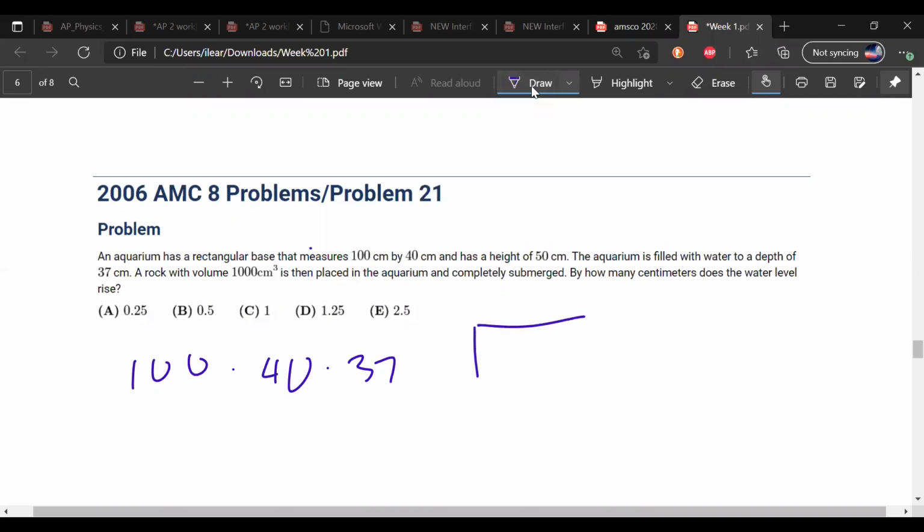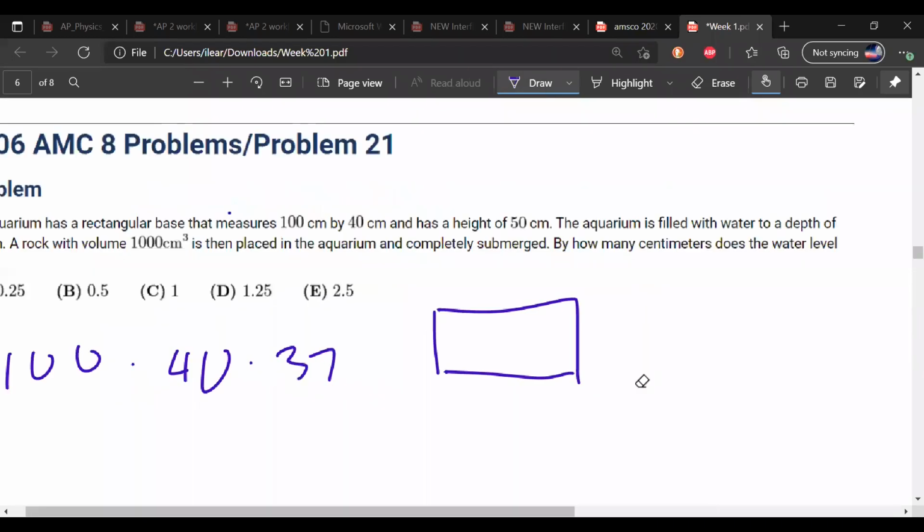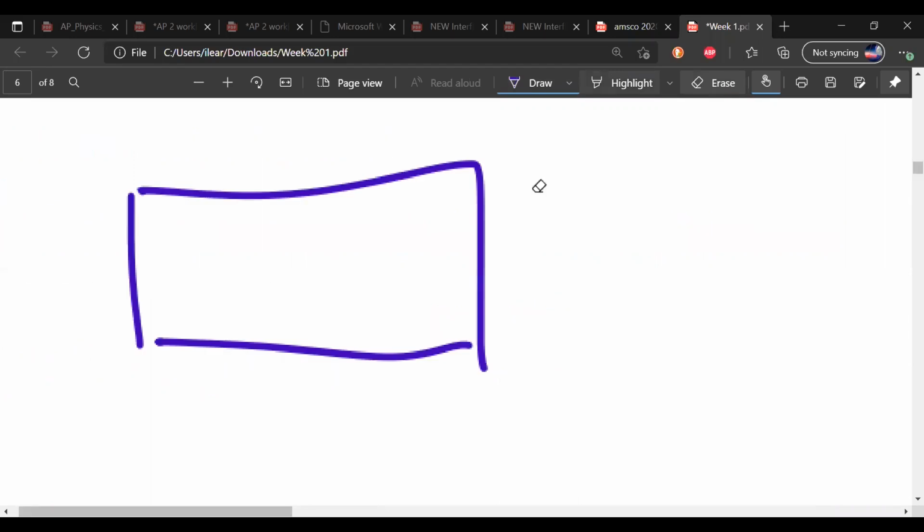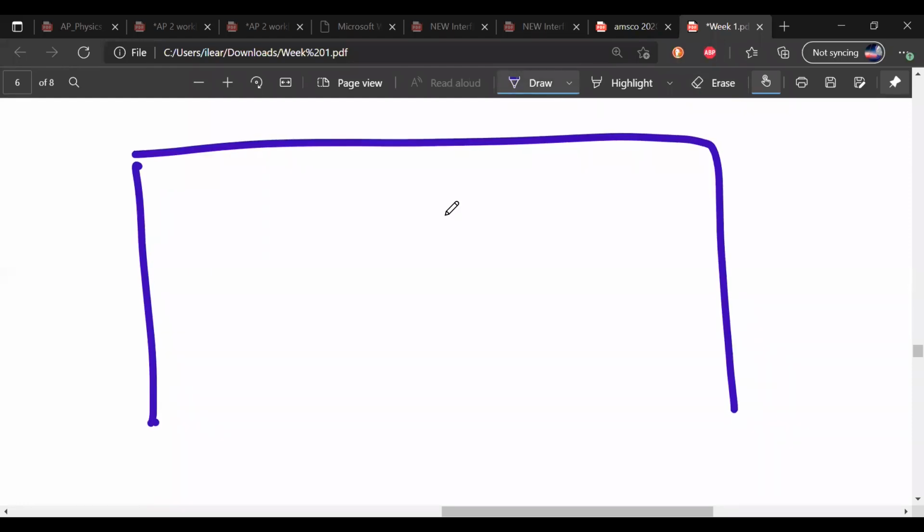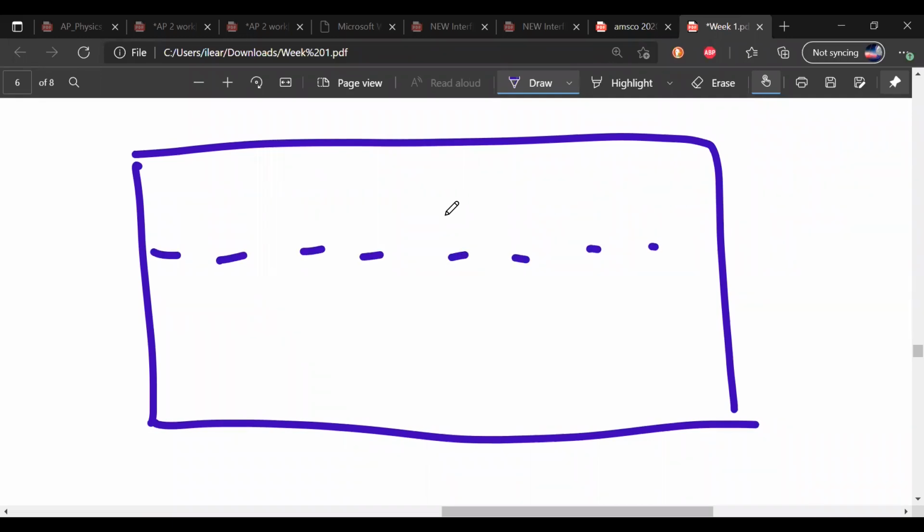So let's draw something like this. This is our aquarium. All right, this is actually pretty bad. Let me just do this. Oops, sorry, my screen just froze, so it's kind of laggy. So now let's draw an aquarium that looks something like this. Originally, the water level is right here, 37 centimeters.